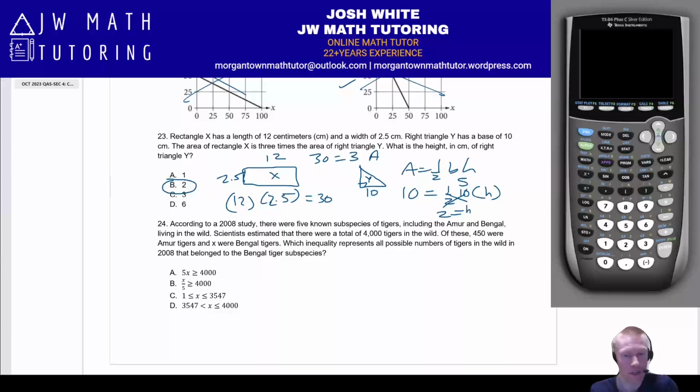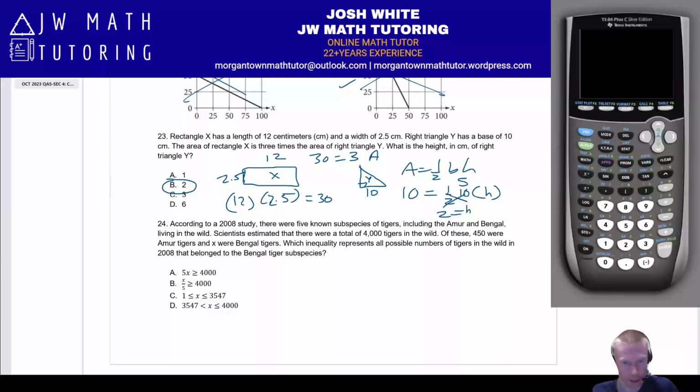Okay, so now for question number 24 at the bottom of the page. You're told about these different species of tigers. So this one is a little tricky, but it's actually not going to be that difficult. All right, you have 4,000 tigers total.